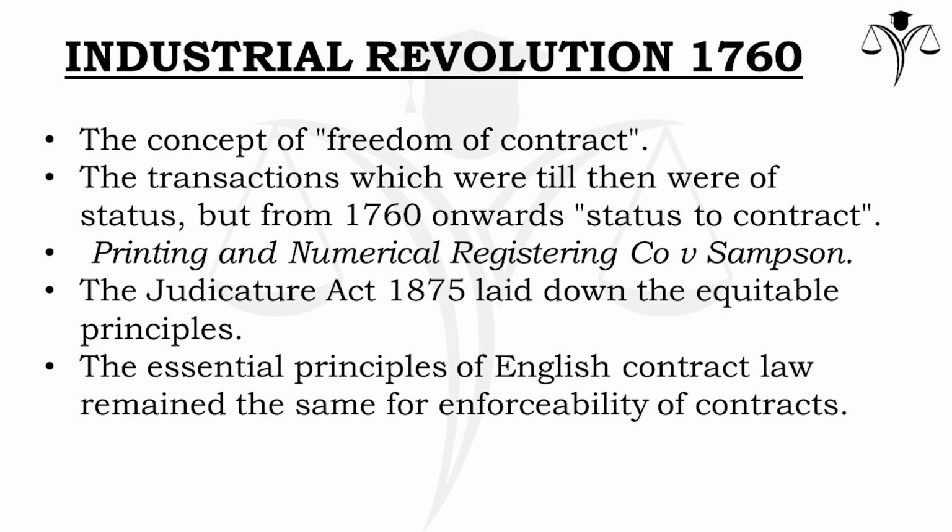With the Industrial Revolution in England around 1760, the English courts became more and more attached to the concept of freedom of contract. It was considered a sign of progress as state restrictions on workers and businesses were removed. The transactions which till then were of status, from the year 1760 onwards moved from status to contract. Everybody had the same degree of free will and a generalized law of contract was expounded.